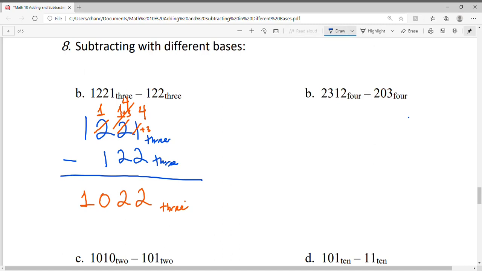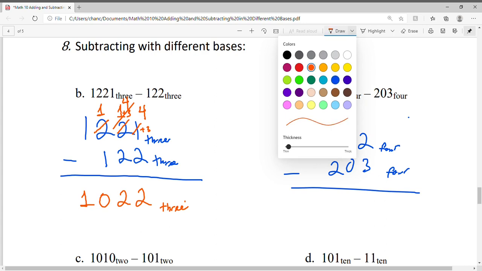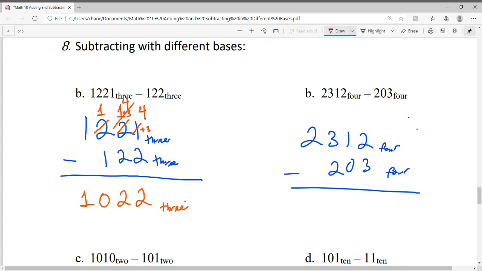For part B, we have 2, 3, 1, 2, base 4. And we're going to subtract 2, 0, 3, base 4. I cannot take away 3 from 2. We'll borrow from the 1. That makes that a 0. This becomes a 2 plus 4. Since we're talking about base 4, this is actually a 6 now. 6 minus 3 is 3.